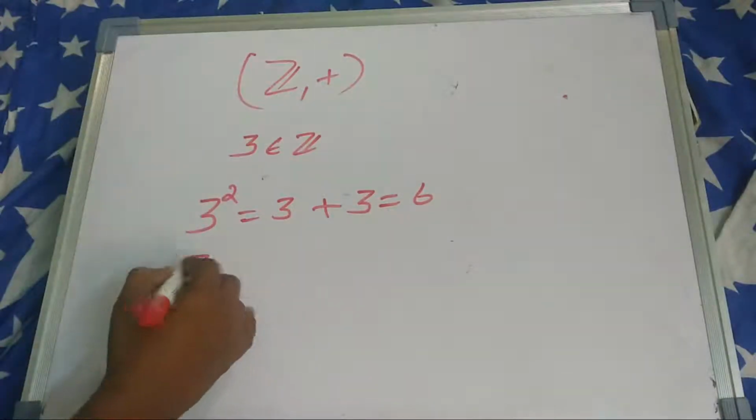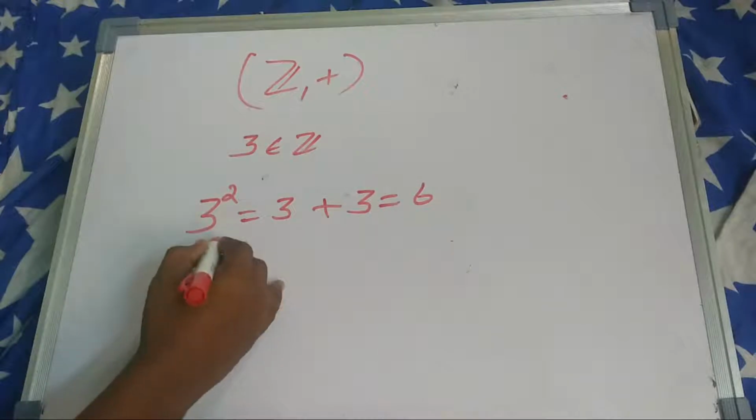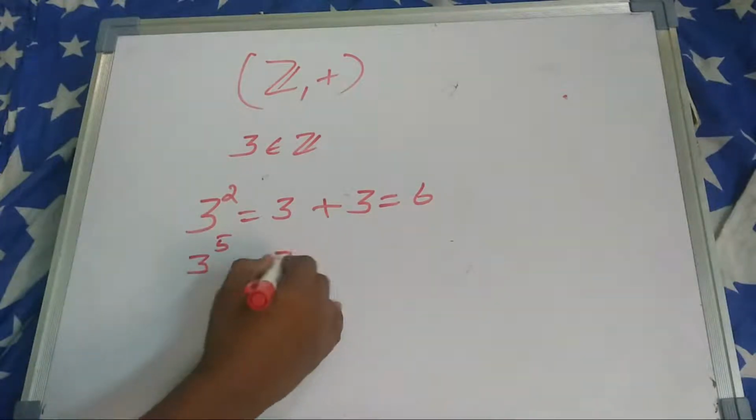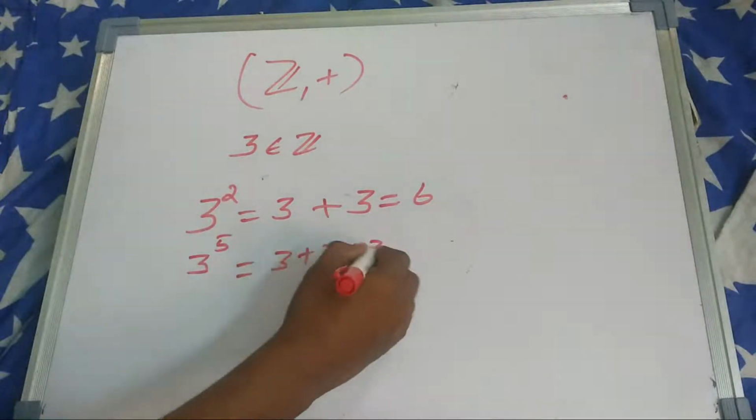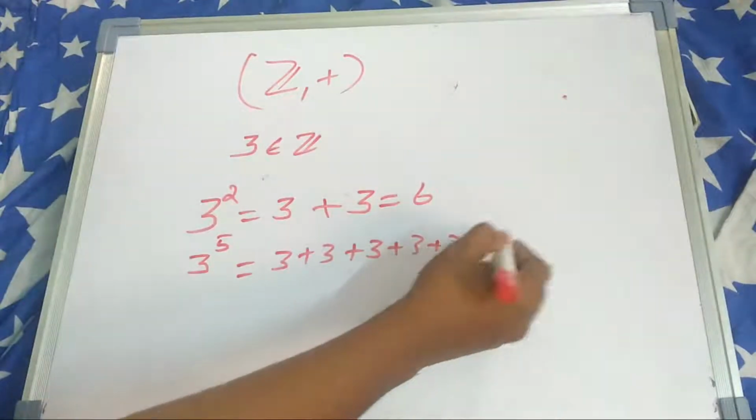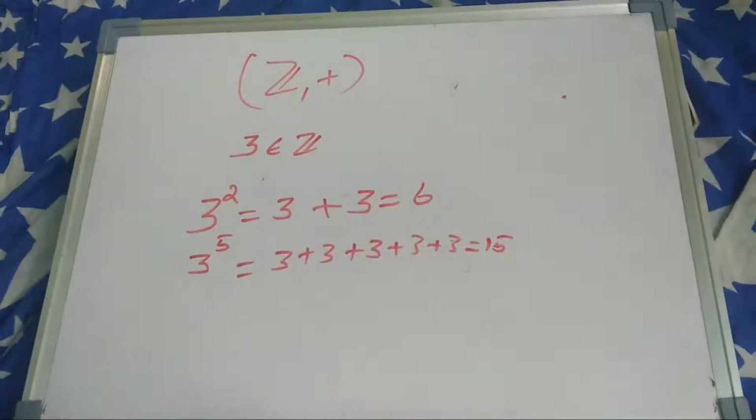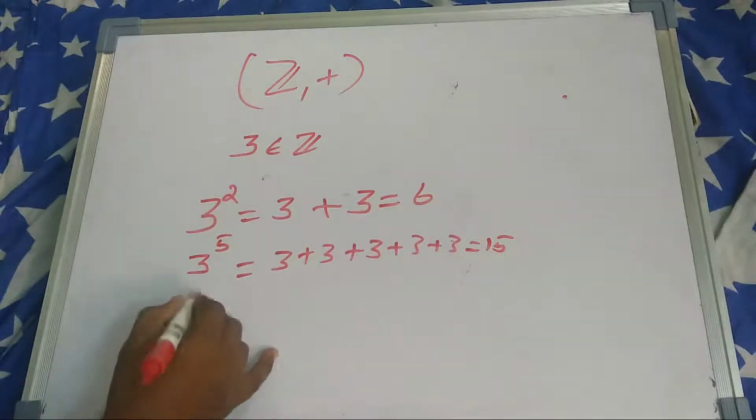Same way, in general, if it is 3 power, say 5, it is nothing but 3 plus 3 plus 3 plus 3 plus 3, 15. So 3 power 5 is 15. Now, the next question is, what is 3 power minus 4?